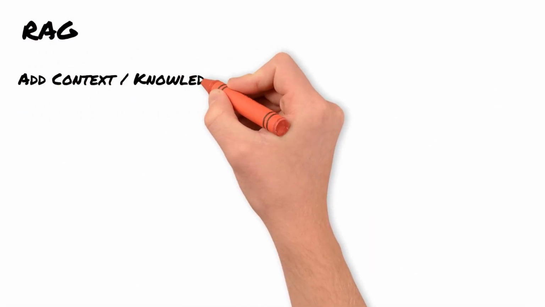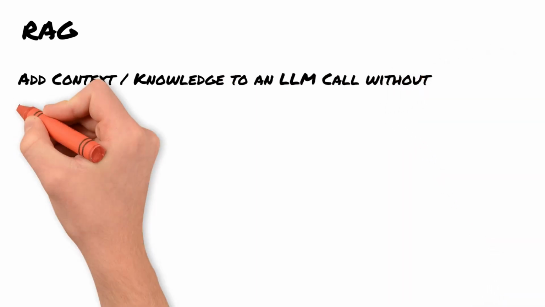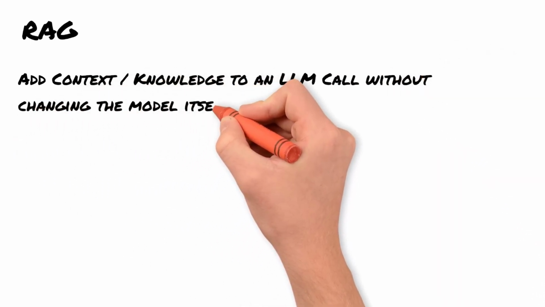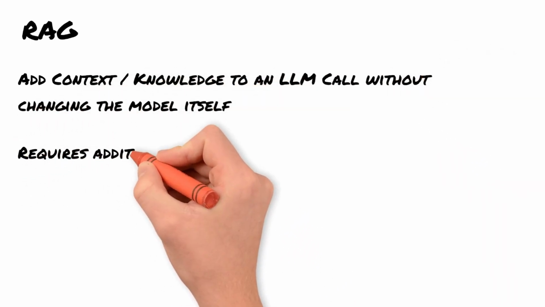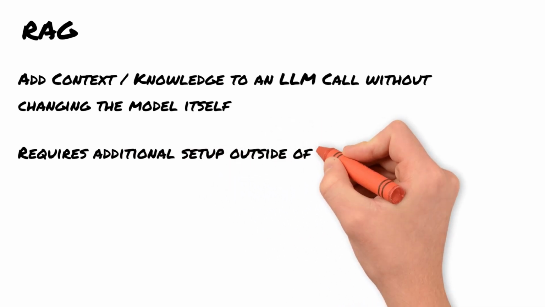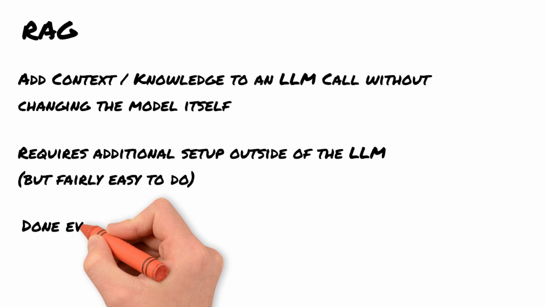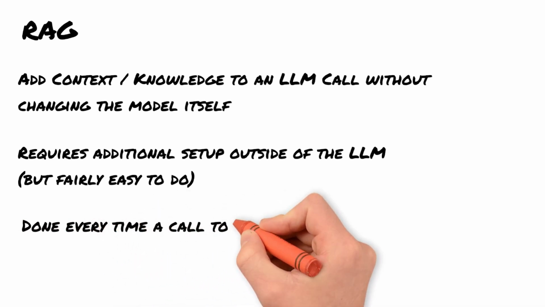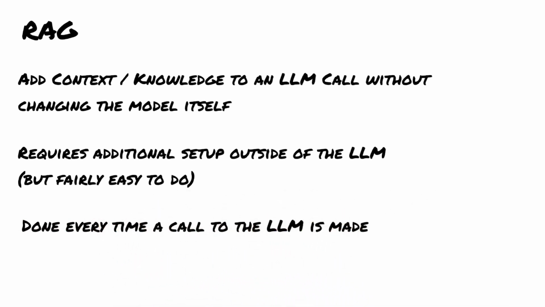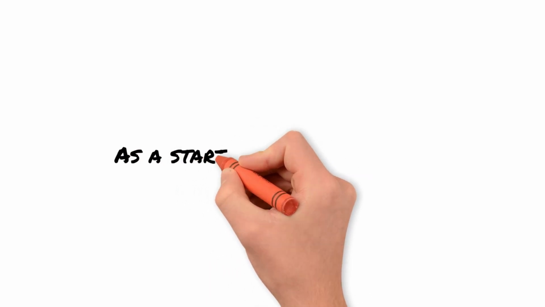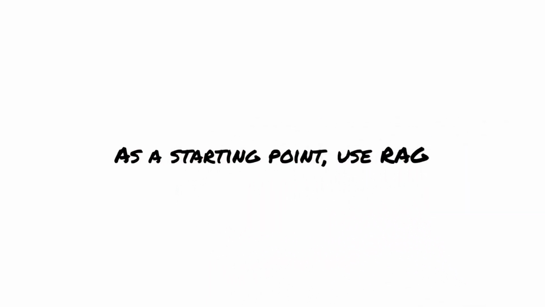RAG, as we mentioned, is where you add context to an LLM call without changing the model itself. This requires additional setup outside of the LLM, but it's fairly easy to do. Keep in mind RAG is performed every time a call is made to the LLM. As a starting point, I'd recommend using RAG.